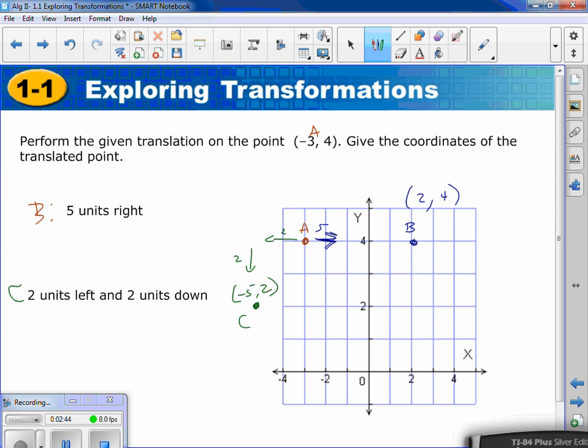What's really happening here? When I move things left and right, what value changes? The x value, I heard. So if I added 5 to the right, I'm adding a 5 to this -3. For this one, I'm moving to the left. The left is negative. So I'm going to subtract 2. And if I go down, I'm also subtracting. So subtracting 2 from the y value.